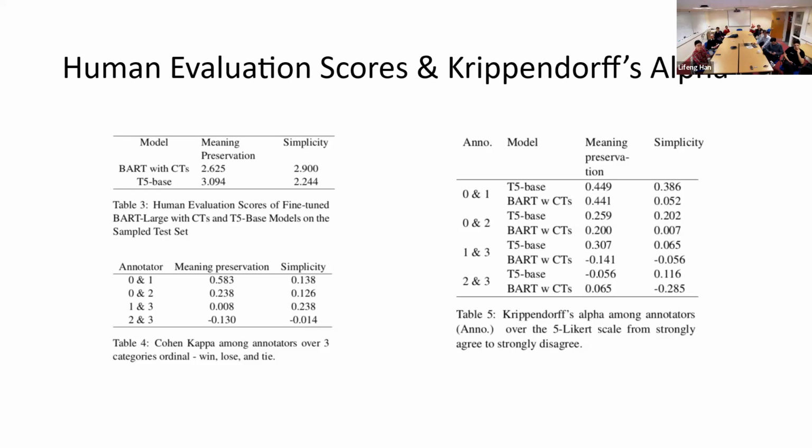The other table is based on Krippendorff's alpha, which calculates all five Likert scale points from strongly disagree to strongly agree. Both tables show some similarities, and we still have the highest agreement between annotator 1 and 2. But for annotator 2 and 3, we have some disagreement on the meaning preservation of T5 base, and also some disagreements in simplicity for BART with control tokens.